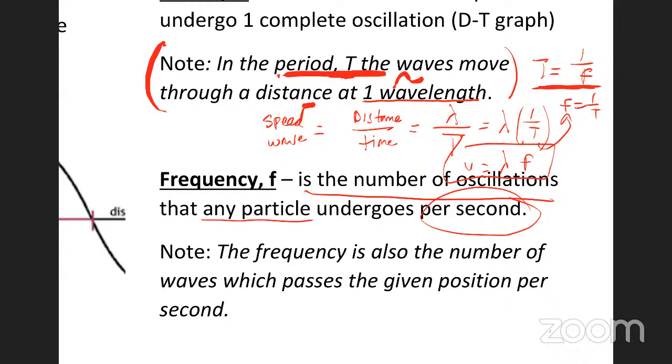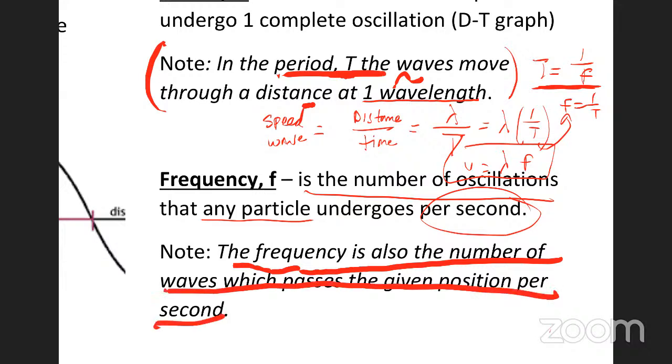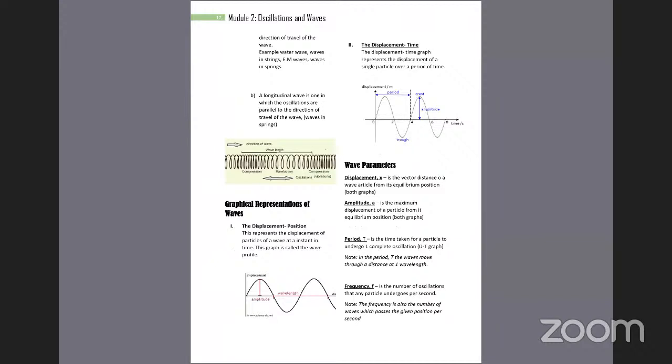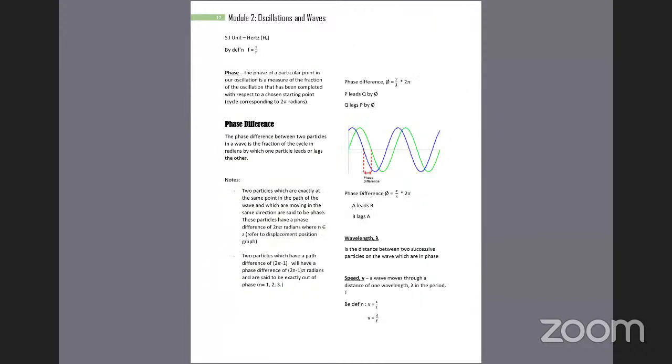Right? So if ever they ask you to prove it, you can set it up like that. The distance covered is a wavelength and the time taken to cover the wavelength is the period. Okay? So now, frequency. The frequency is also the number of waves which pass a given point per second. The frequency has the SI unit hertz. All right? So all those are things that we should know about a wave.